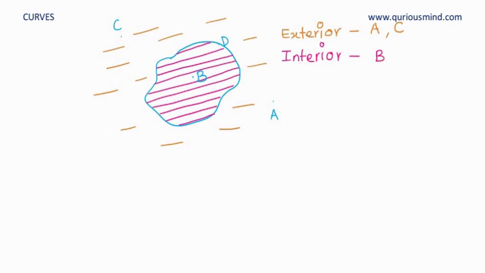But what about point D? Point D is said to be on the curve. It is neither in the exterior nor in the interior. So it is called on the curve. The area which is occupied by the interior and the curve itself is called a region.